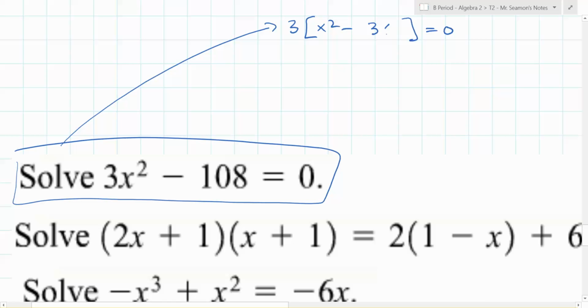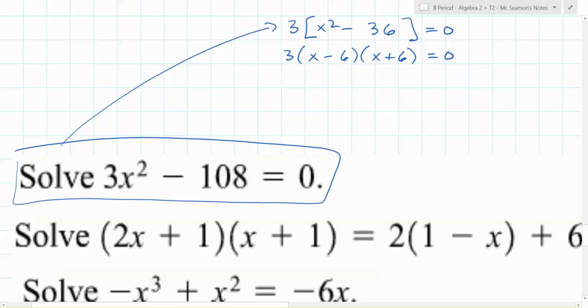Correct. Now what do you see, Chris? What's x squared minus 36? What do you see? Difference of perfect squares, exactly. So what does that factor into, Chris? Finish it. X minus 6 and x plus 6. So do you have a bunch of things multiplied together? Yeah. You have 3, x minus 6, and x plus 6.